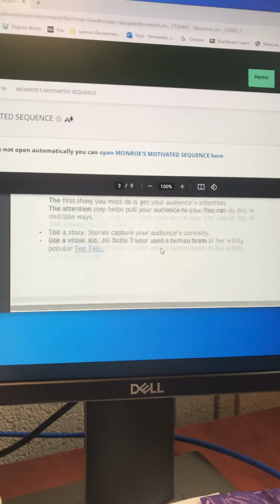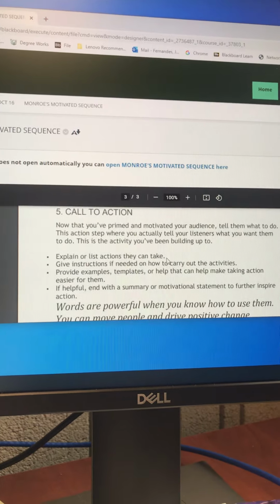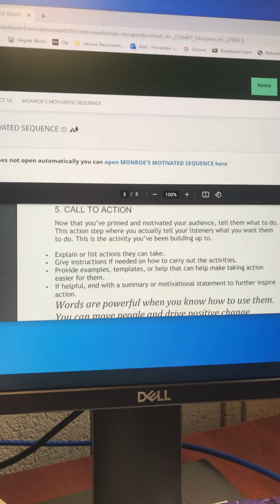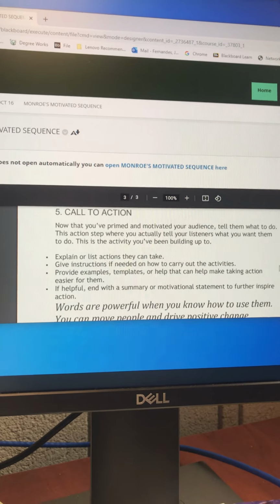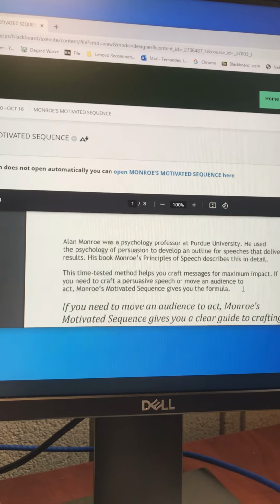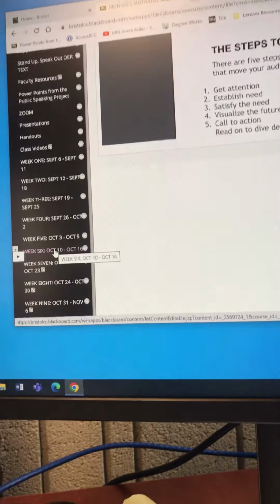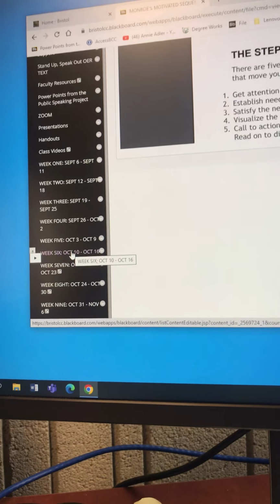The call to action step is in every persuasive speech, where you ask your audience what you want them to do with all this good information. You do not have to use Monroe's motivated sequence. It's just an idea. Some of you might have followed that pattern for your persuasive essay, so I wanted you to know that it was totally acceptable here as well.